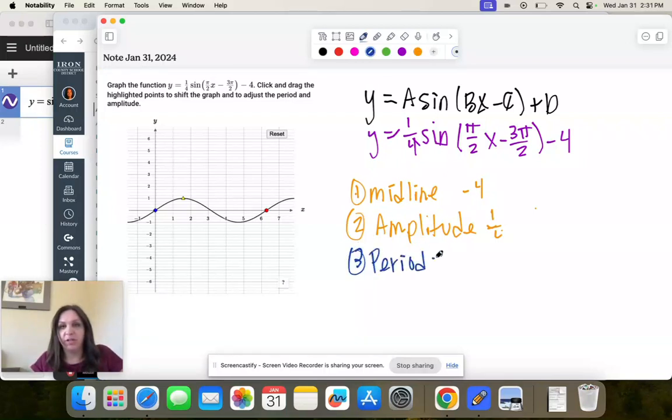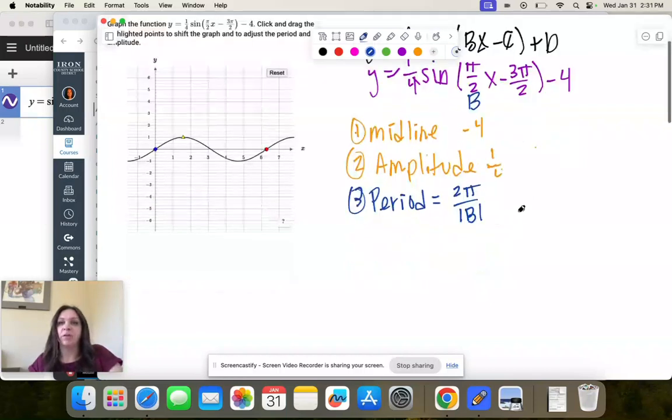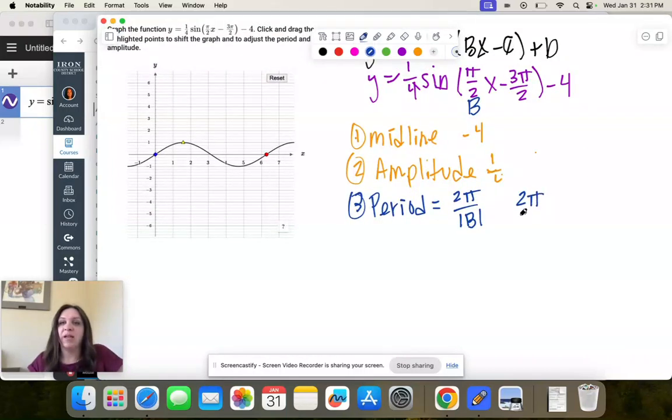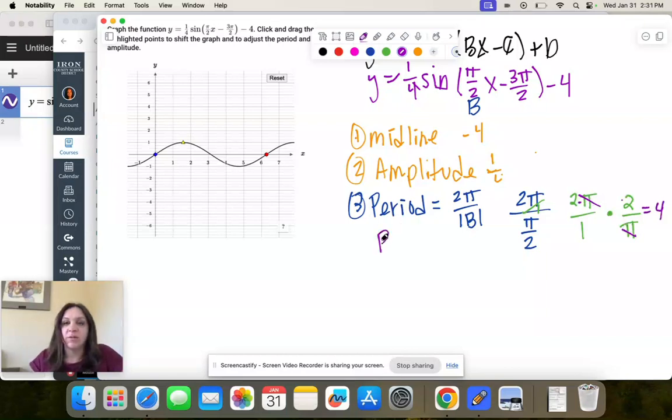Okay, next, find your period. Remember, your period is 2 pi over the absolute value of b. And we're given b. So we have 2 pi over pi halves. And we have to write 2 pi as a fraction and then multiply. So 2 pi over 1 times the reciprocal, 2 over pi. And what happens is our pi's cancel out and we get 2 times 2, which is 4. So our period equals 4.